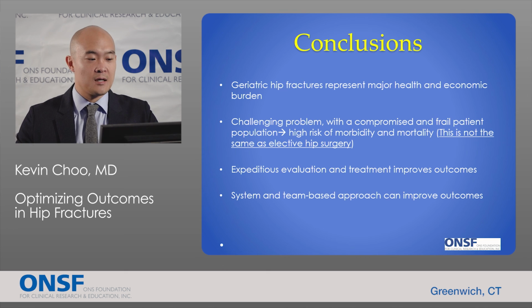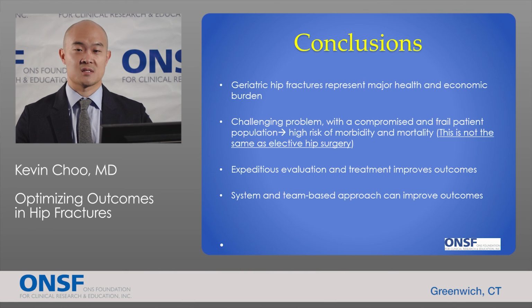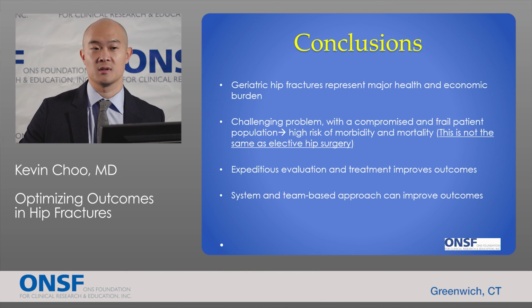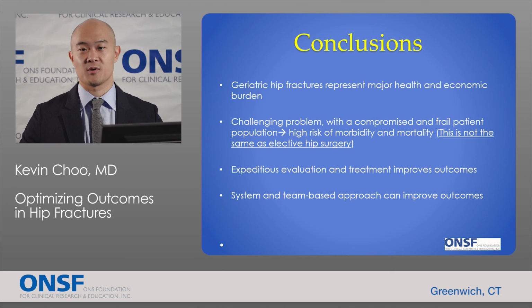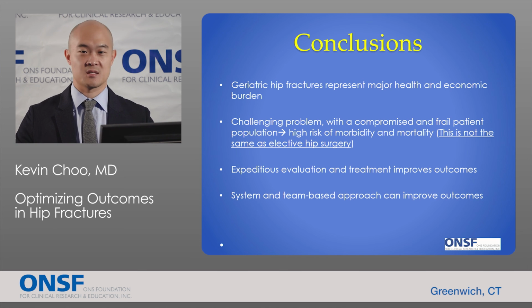So in general, I'd like to conclude that these injuries, again, represent a major health and economic burden for our patients. It is a challenging problem with a compromised and frail patient population. These patients do have a high risk of morbidity and mortality. This is not the same as elective hip surgery, so this is something that comes up in the office or in the hospital. Patients are treated with surgeries that seem similar to surgeries they've known of or heard about for people with elective hip problems, but this is a very different issue, a very different surgery, and a very different outcome overall.